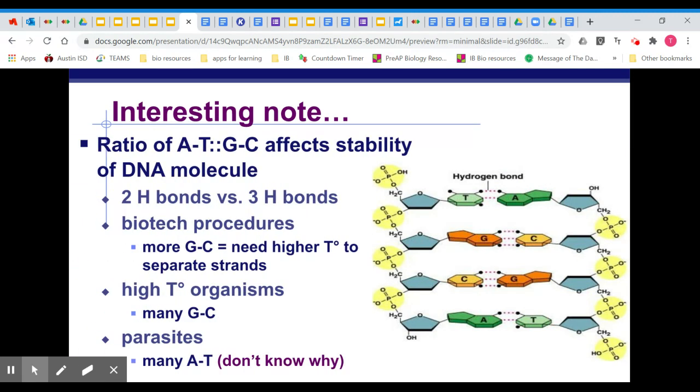Another really interesting note, the ratio of A's to T's or G's to C's actually contributes to stability. So more GCs, there's 3 hydrogen bonds holding those together, means that it's more stable, which means it takes a higher temperature to separate those strands. They tend to be found in more higher temperature organisms. Interestingly, we don't really know why, but parasites tend to have more A's and T's in their DNA. Some interesting asides.